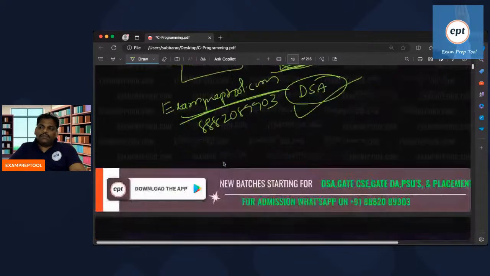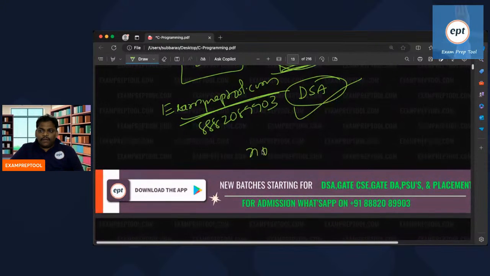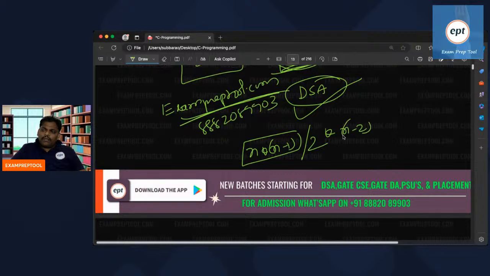See this. n into n minus 1 became big. You want to make it small, so you have two options: divide by 2 or divide by 3. If I divide by 3, I will get small, but I will lose data. So I think by 2 is better. Next one normal, n minus 2 also you do. Lastly by 3.